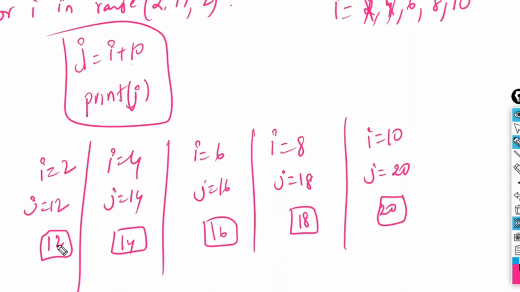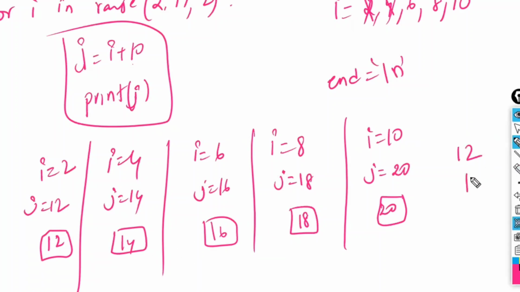Sir, why are you writing a rectangular box? Whichever is in the rectangular box, that is printed. Whichever is not in the rectangular box, that is not getting printed. So it is going to print 12, 14, 16, 18, and 20. Now by default, end is equal to space is not there. So end is equal to \n is the default value. If nothing was given, by default it is the next line.